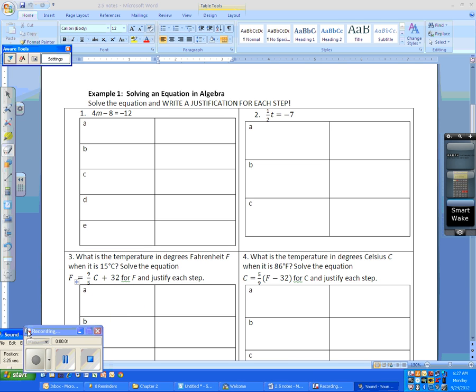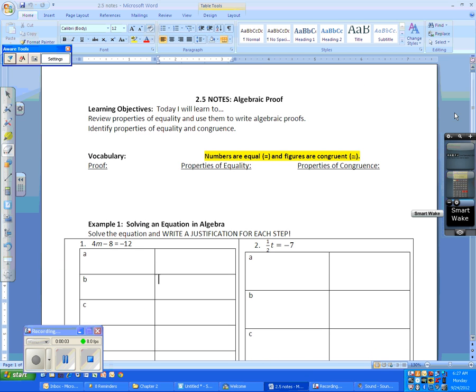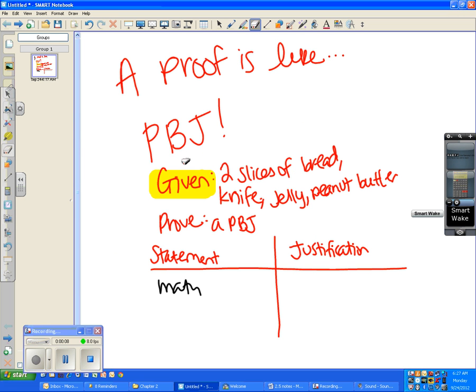Okay, we are in 2.5. We are going to start talking about proofs today. And like we learned today in class, proofs are like peanut butter and jelly sandwiches. We do proofs so much in math. They're really important. They're directions pretty much.